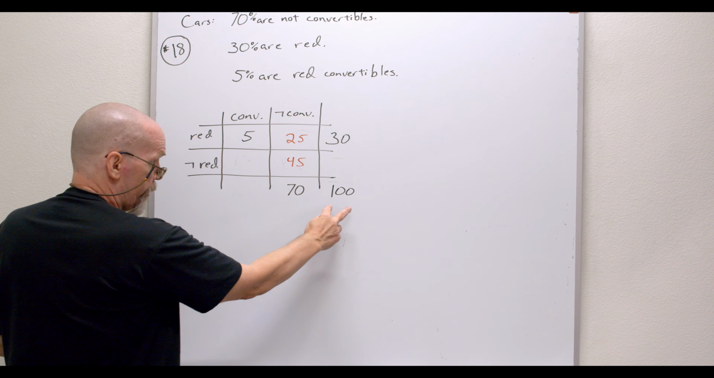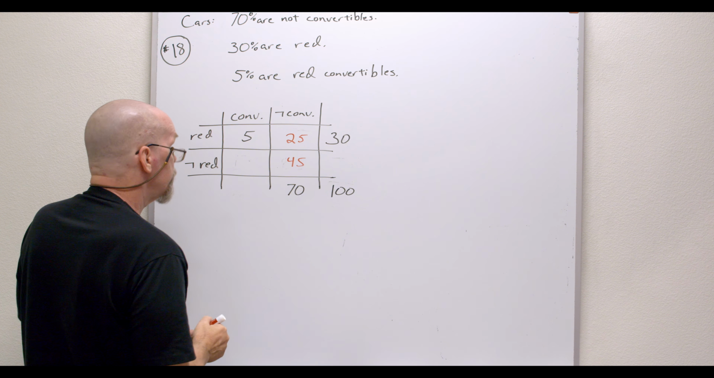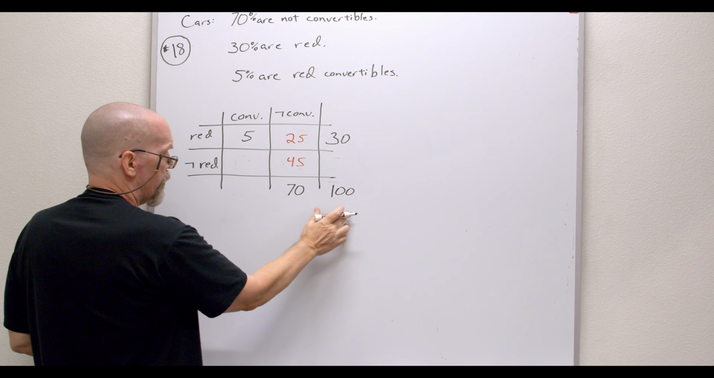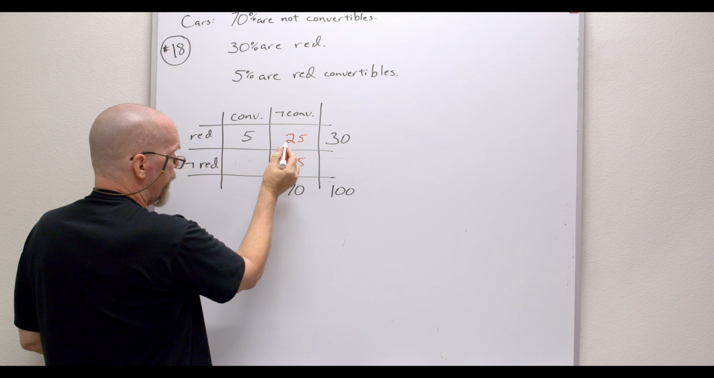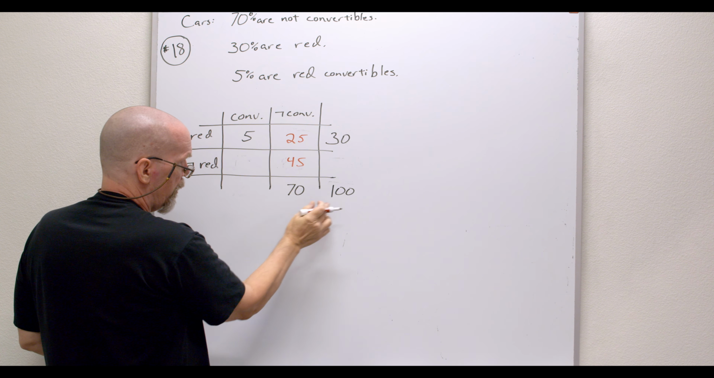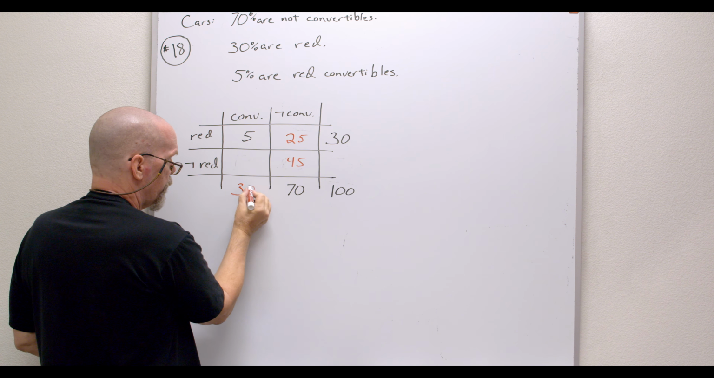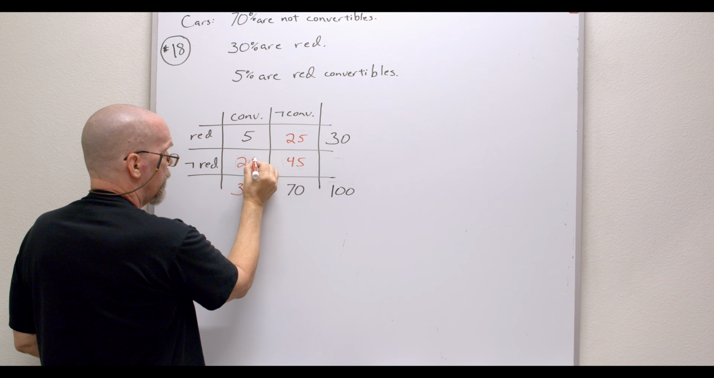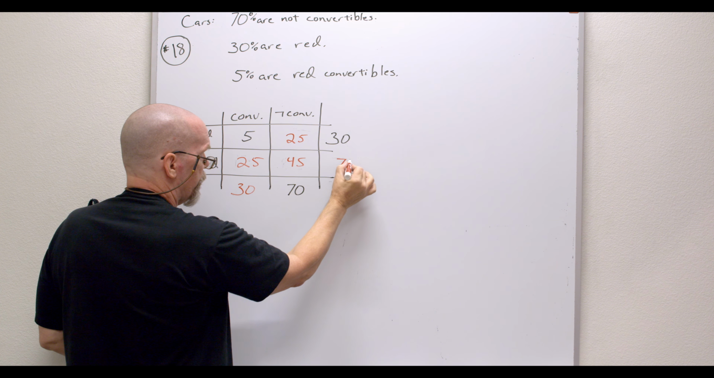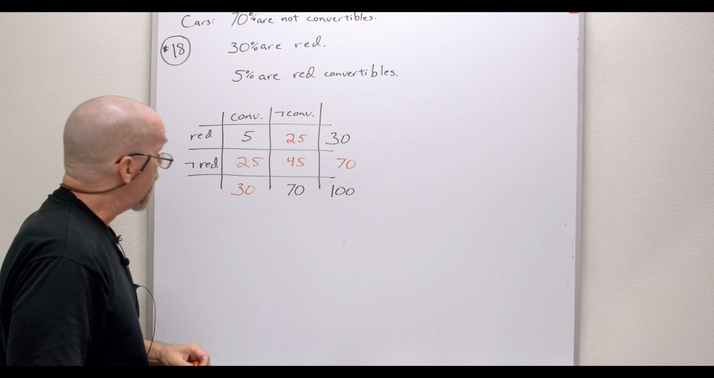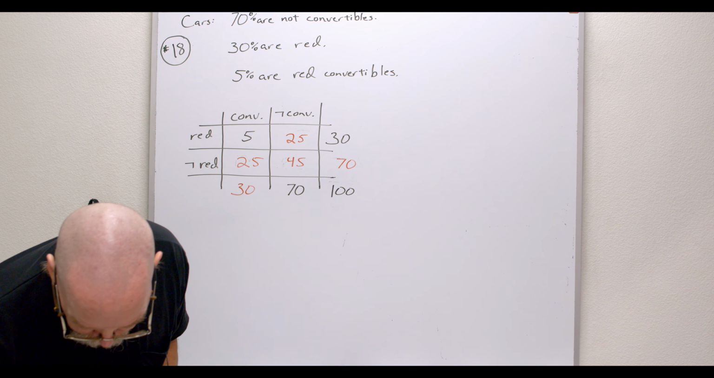So this could be 100 cars or it could be the percent. Whichever they give you, put them down this way, figure out your extra positions. If we have a total of 100 and 70 is here, that must be 30, which means this must be a 25. 30 and 70, we just go from there.